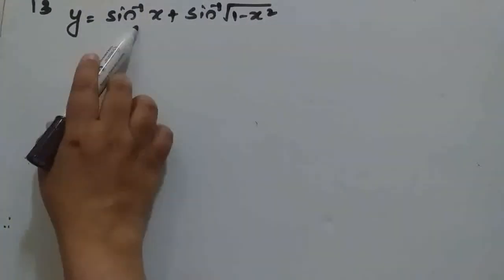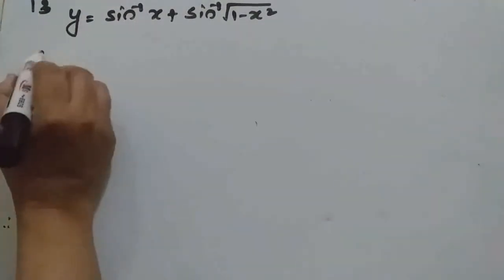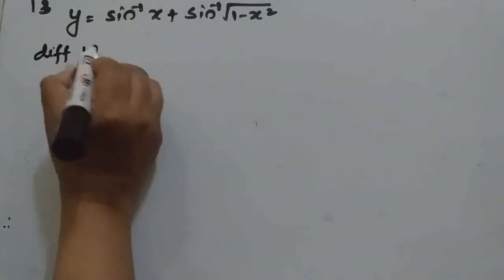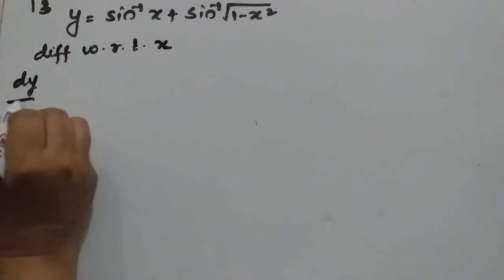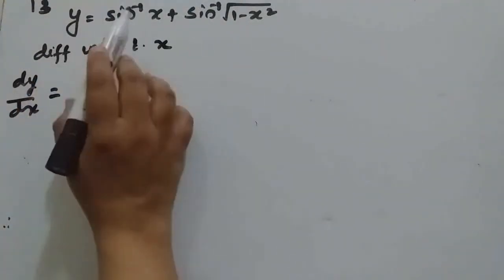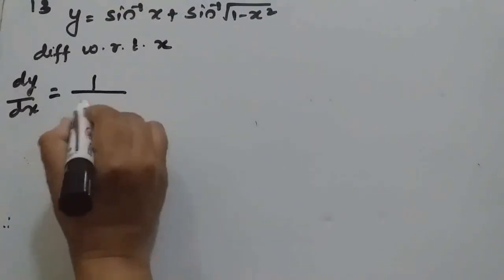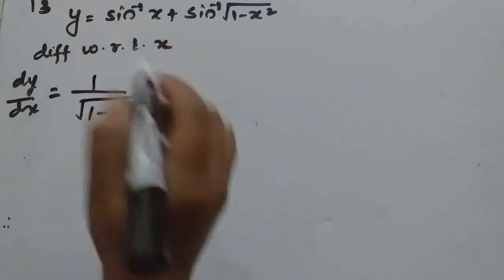y equal to sine inverse x plus sine inverse root 1 minus x square. So differentiate with respect to x. So dy by dx will be, see, derivative of sine inverse x, this is a standard function, directly the derivative will be 1 by root 1 minus x square. This is the formula of this.